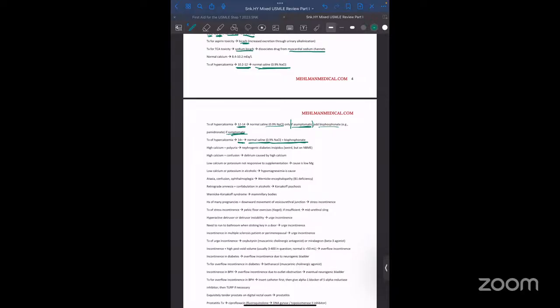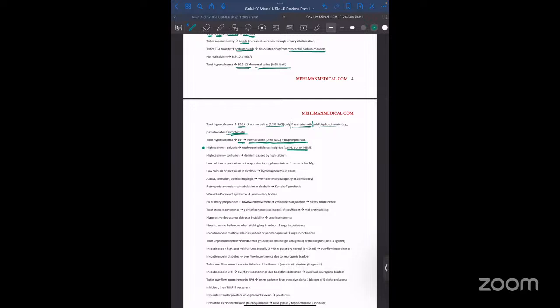High calcium plus polyuria: nephrogenic diabetes insipidus. Weird, but on NBME. High calcium plus polyuria, okay, nephrogenic diabetes insipidus. Then high calcium plus confusion: delirium can be caused by high calcium.